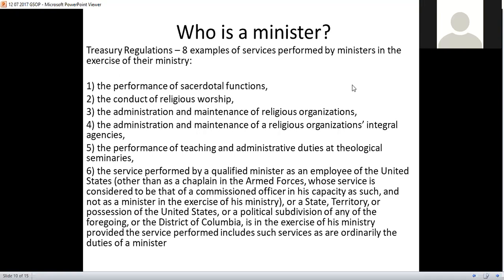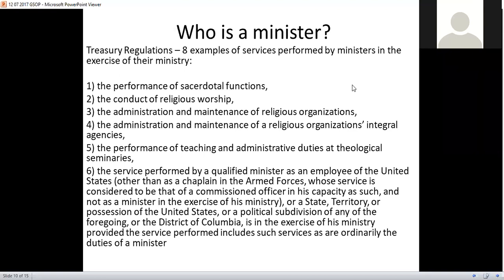So we've got, for example, you look at the denominational world, and the Southern Baptist Convention, for example, has various functions that they perform administratively. So people who are working in those administrative functions for the organization would qualify potentially as ministers. The performance of teaching administrative duties at theological seminaries. So someone teaching here tonight as a GSOP instructor, what they're doing qualifies them as a minister. It's not that they have to leave their work as a minister to come do this.